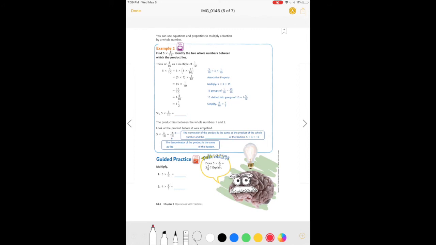You can use equations and properties to multiply a fraction by a whole number. Find 5 times 3/10. Identify 2 whole numbers between which the product lies.